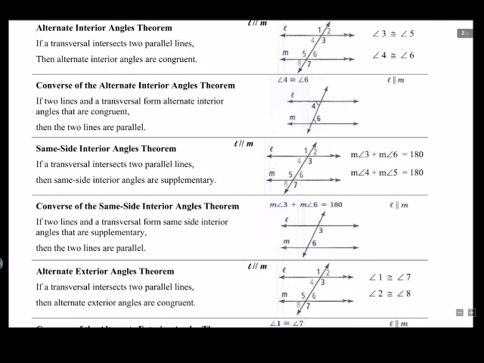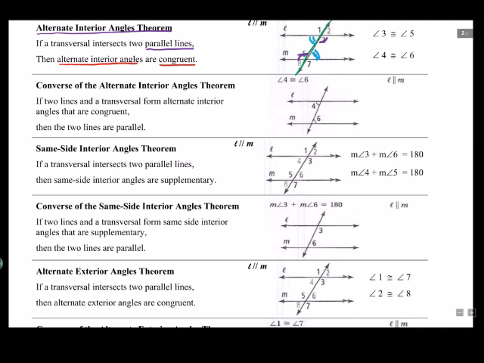Our next set of special angle pairs, alternate interior angle theorem. This is a proven theorem. You will see this proof later on. So if a transversal intersects two parallel lines, so again, if we have parallel lines cut by a transversal, here's our transversal, then what is true? Alternate interior angles are congruent. So we can say that angle 3 is congruent to angle 5, and angle 4 is congruent to angle 6.